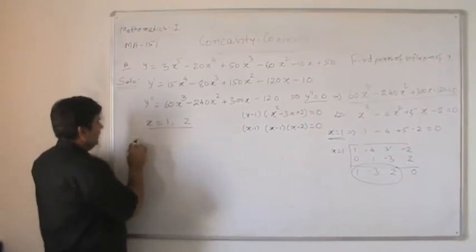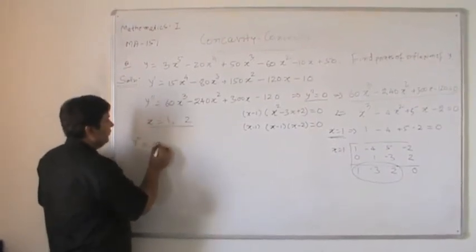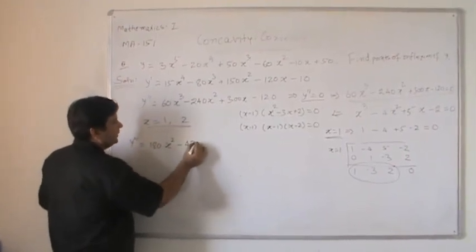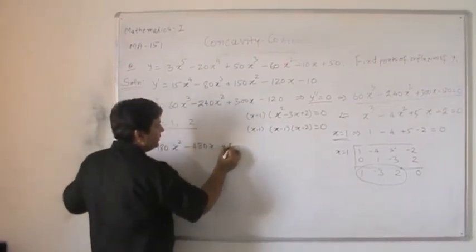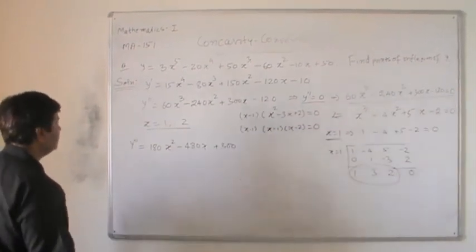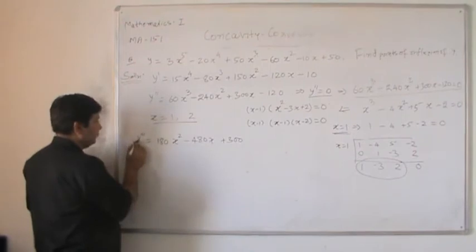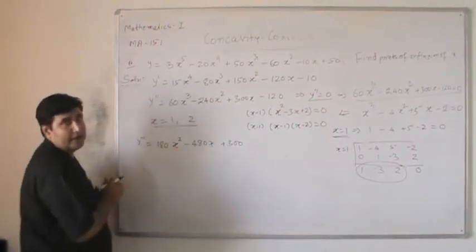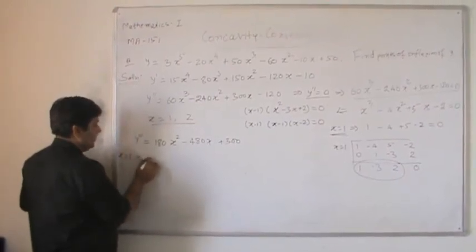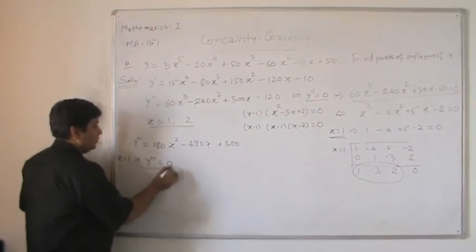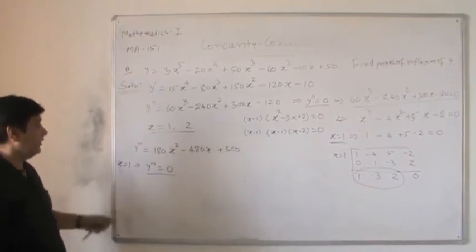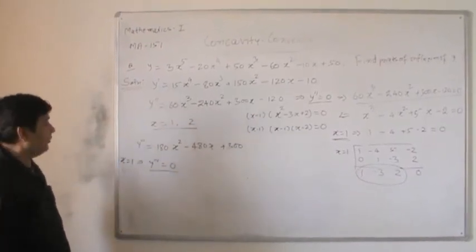Now, we calculate the third derivative. The third derivative will be 180x square minus 480x plus 300. So when we put x equal to 1, we observe that the third derivative will be 0. So x equal to 1 is doubtful. It may or may not be a point of inflection.